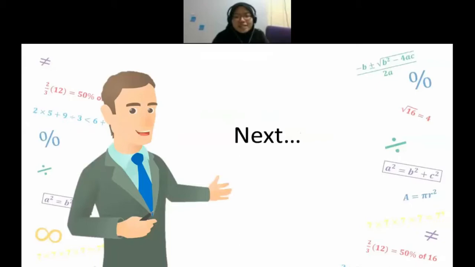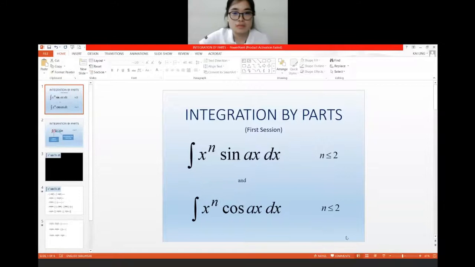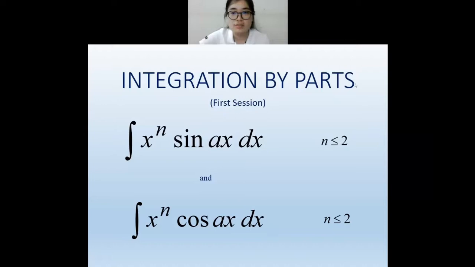Okay, next presenter. Hello class, I'm Kai Ling. I'm your teacher and I'm going to teach about integration of x power function and also trigonometry. Before that, I want to share my slide first. Can you all see my slide? Yes. This is the first session that we are going to learn about integration by parts. Can you see this?